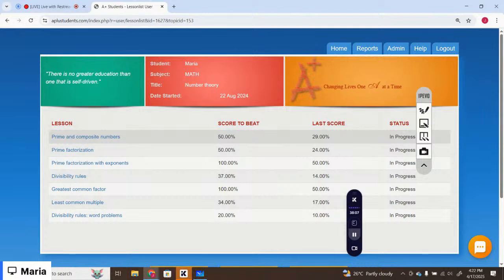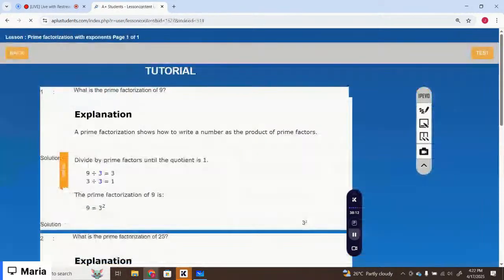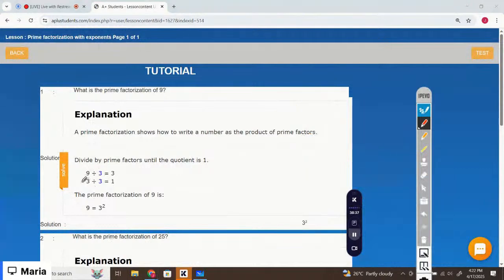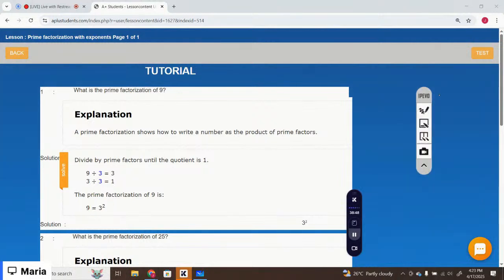The next lesson is prime factorization with exponents. So let's just start with the lesson. What is the prime factorization of 9? You have to divide the number by the smallest prime number. So 9 divided by 3 is 3, and 3 divided by 3 is 1. So that is 3 squared. Let's just start with the test questions.